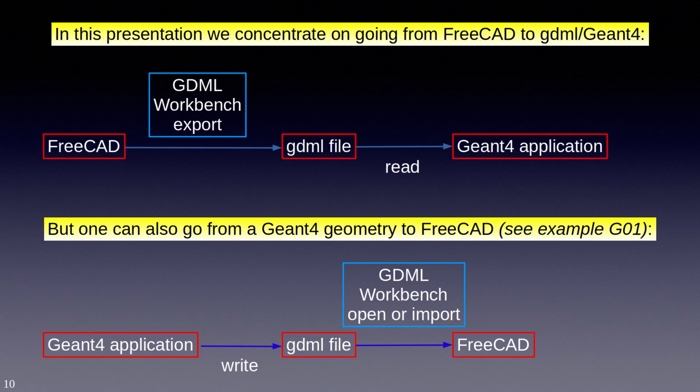In this presentation, I will concentrate on going from FreeCAD to GDML to GEANT, the workflow shown here. But one can also go from GEANT4 geometry, built using say C++ or read from a text file, to FreeCAD. The GEANT4 example G01 shows how to read and write GDML files in a GEANT application.